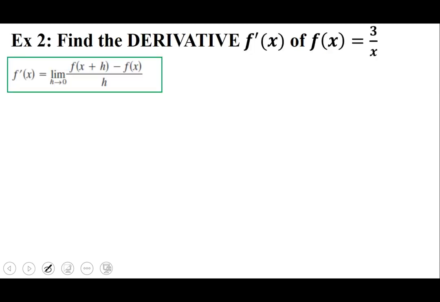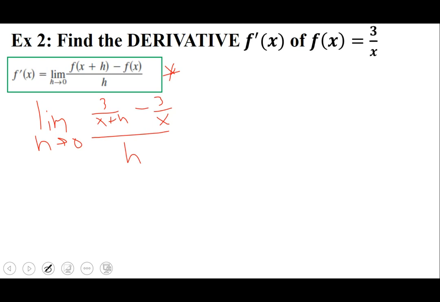Let's do one together, just like that other problem. Find the derivative of 3 over x. Again, you're always going to associate the word derivative with the limit of the difference quotient. So to start, this is the limit as h goes to 0. Go to the f function. Everywhere there's an x, you're going to put an x plus h. So that's 3 over x plus h minus f of x, all over h.